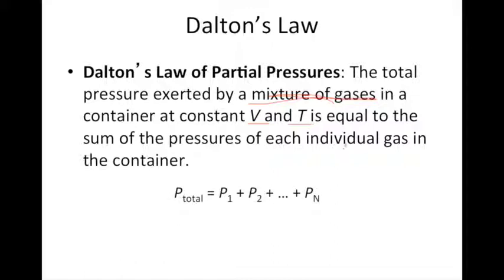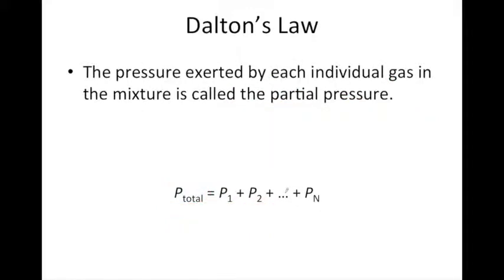So we could say mathematically that the total pressure of a mixture of gas is equal to the pressure exerted by one gas plus the pressure exerted by the second gas plus the pressure exerted by the third, fourth, fifth, etc. The pressure exerted by each individual gas in the mixture is called the partial pressure. So if we have the total pressure and gas number one exerts some pressure, we would say that's the partial pressure of that gas. And gas 2 also has a partial pressure. So the total pressure is the sum of the partial pressures of the gases in that mixture.